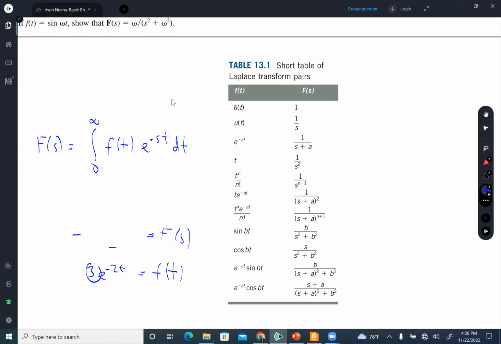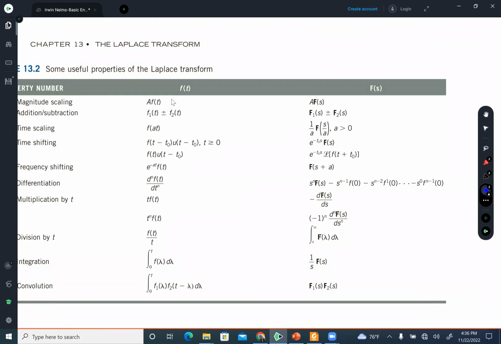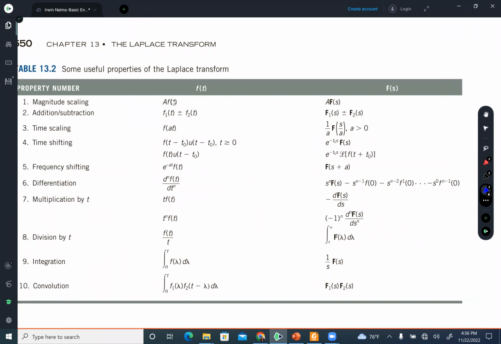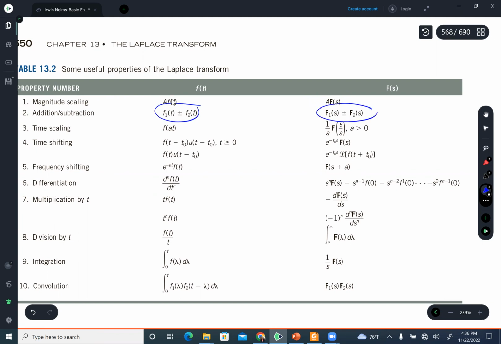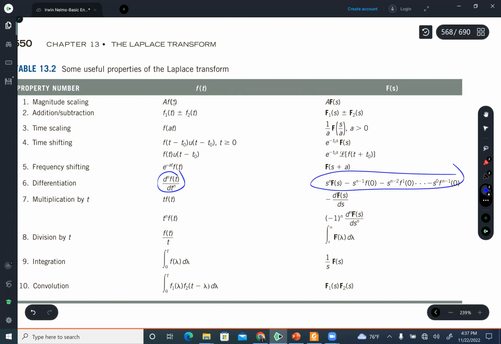But there are other properties, so you can find these in the book. So these are some of the properties, some famous ones. If you multiply the time function by a constant, the Laplace transform gets multiplied by the same constant, right? If you add 2 time functions, you're adding their Laplace transforms. If you subtract 2 time functions, you're subtracting their Laplace transforms. So there are other properties. One famous one that we're going to use is if you differentiate the time function, then this is what you need to do to the Laplace transform, right?